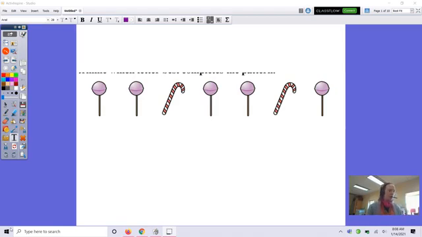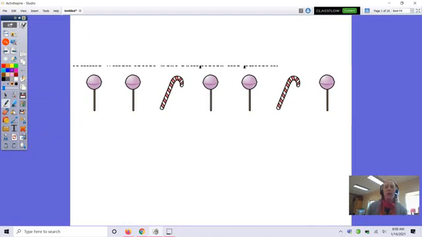So the first thing we're going to do is identify our patterns. When we identify our patterns, we identify them with letters. The first letter that we always start with is an A. That's the first letter of the alphabet, and no matter what your first shape or picture is, it is always an A. Everything that is the same shape, the same color, is also going to be an A. So as I look at my next lollipop, it matches the first one, so that is also an A. As I look at my next picture, it does not look like an A, so the next letter would be a B.